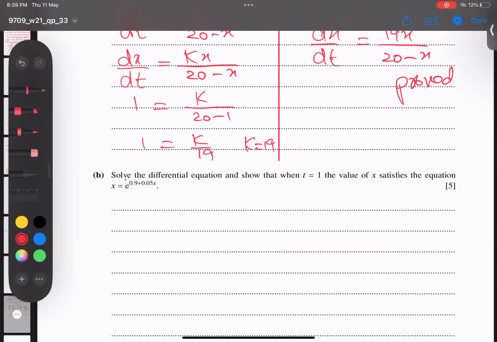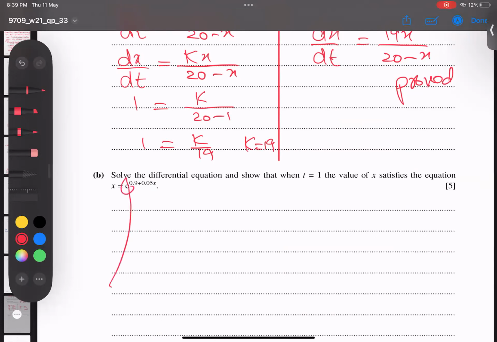He said to solve the differential equation and show that when time is 1, the x value satisfies this equation. So this is my target. And what is x's subject? There are two x's, one left and one right. Okay, no problem. Let's see how we can tackle this issue.